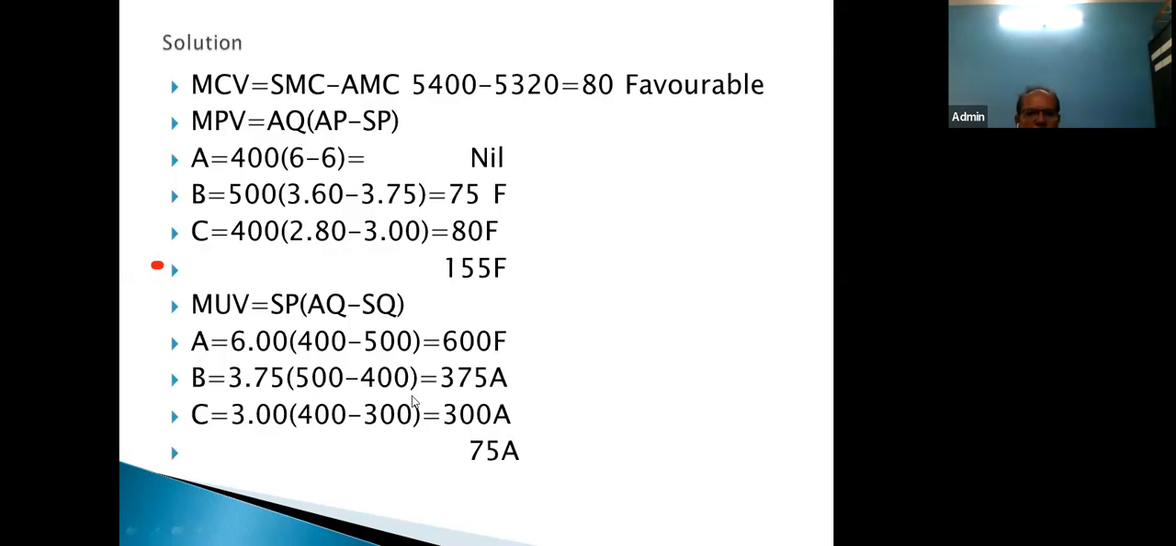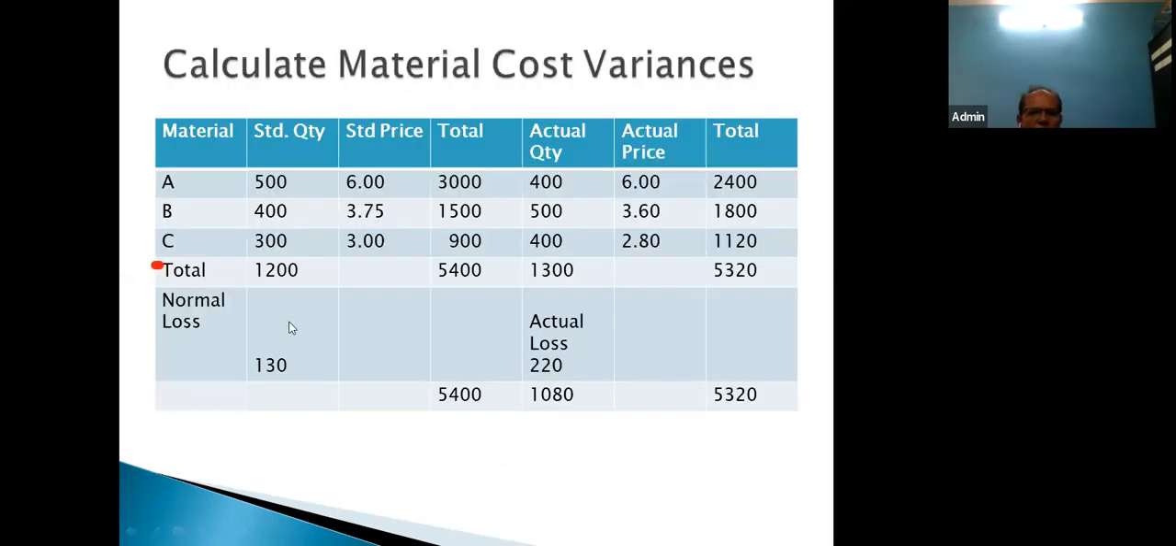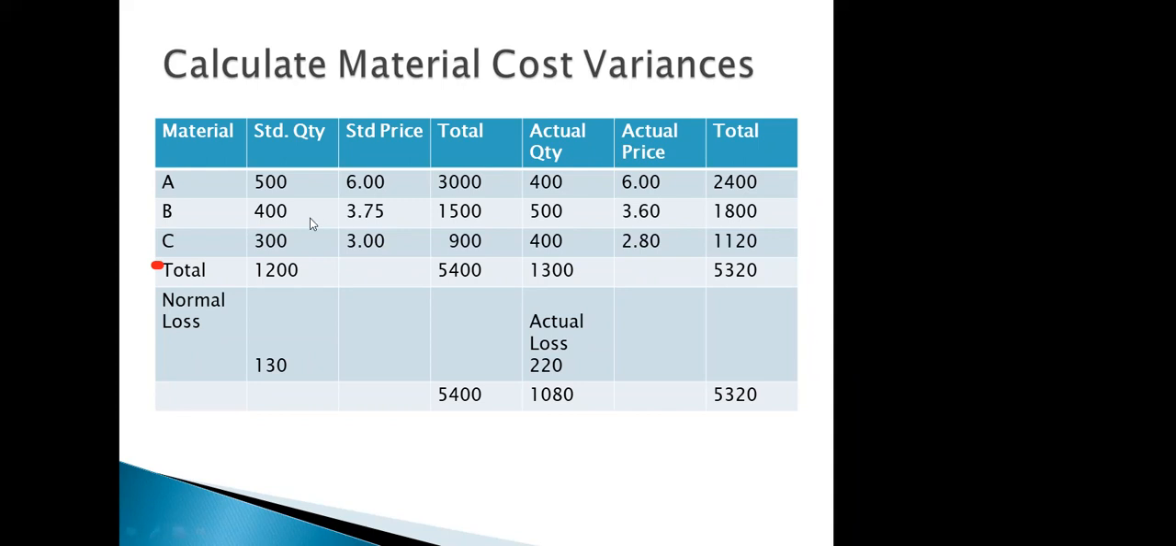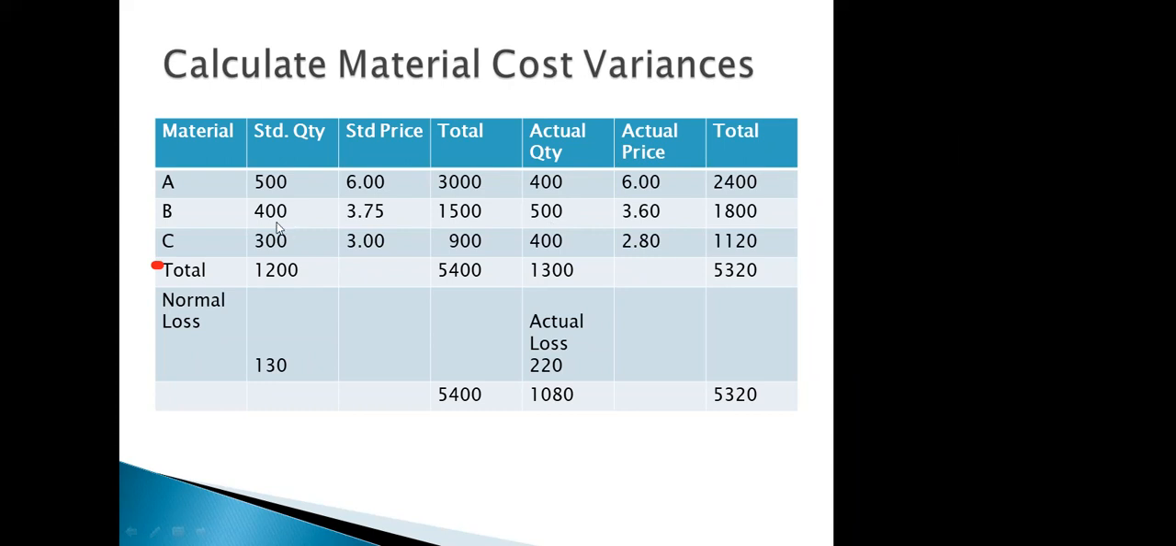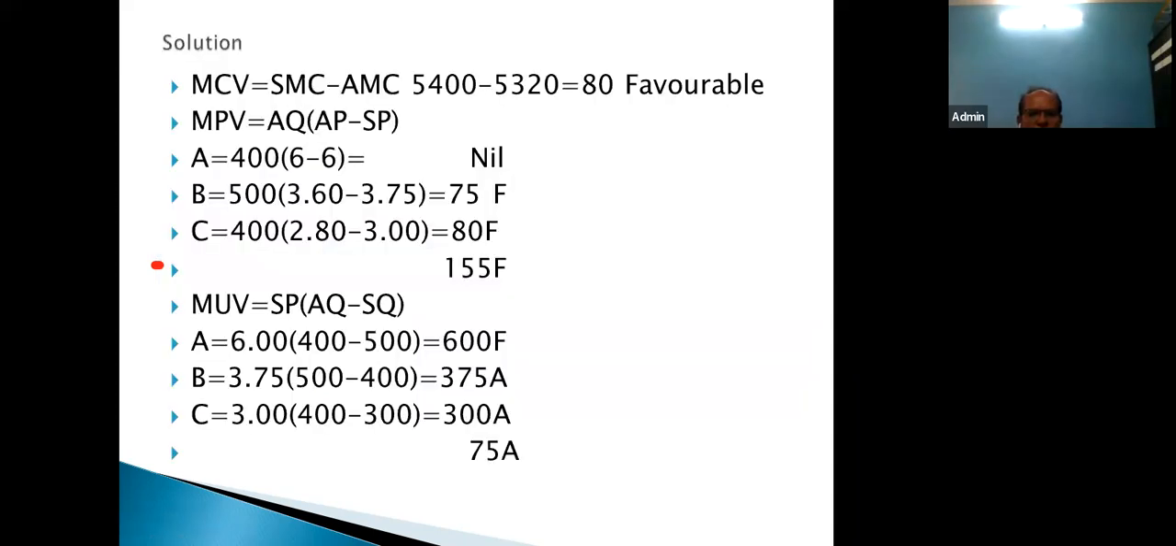आता बी मटेरियलचं बघा. फॉर्म्युला आपल्याला माहिती आहे, स्टँडर्ड प्राइस इन ब्रॅकेट ऍक्च्युअल क्वांटिटी मायनस स्टँडर्ड क्वांटिटी. आधी आपण बीची ऍक्च्युअल क्वांटिटी आणि स्टँडर्ड क्वांटिटी बघूया. बीची ऍक्च्युअल क्वांटिटी किती आहे? 500. पण कंपनीने स्टँडर्ड क्वांटिटी किती दिलेली आहे? 400. सो दॅट इज युअर स्टँडर्ड क्वांटिटी. आणि रेट पण बघा. इकडे बीचा फॉर्म्युला बघा, रेट 3.75, ऍक्च्युअल क्वांटिटी 500, पण स्टँडर्ड क्वांटिटी कंपनीने दिलेली 400.